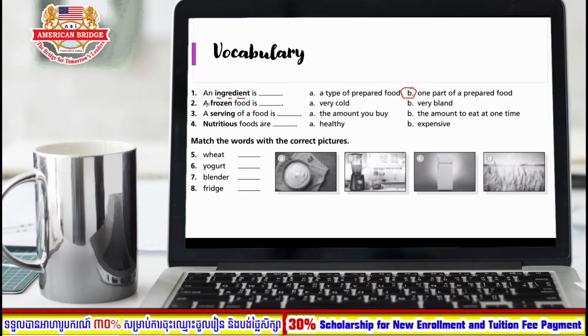Number two, frozen food. So frozen food, which means you put it in the refrigerator for any particular time and it becomes extremely cold. So it's letter A.